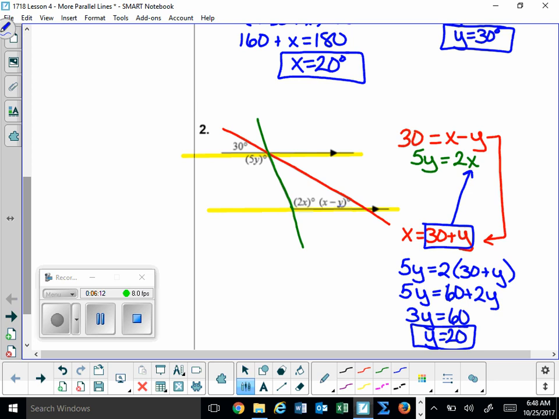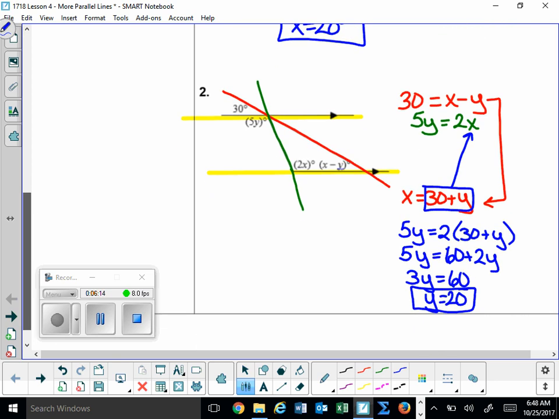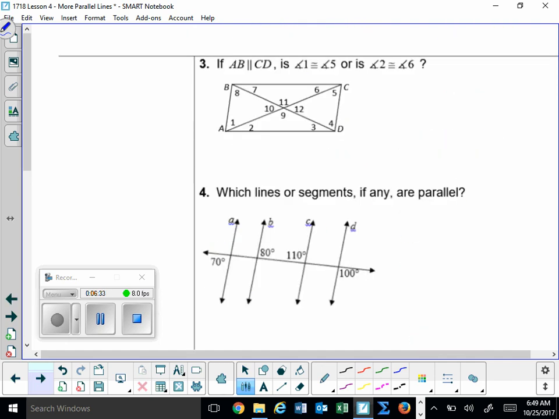Okay, my value for y is 20. I'm going to take that value and stick it back into one of these equations. It really doesn't matter which one. I'm going to choose the red equation. When I add 20 to both sides, x equals 50 degrees. Ooh, that kind of looks like a parallelogram to me.